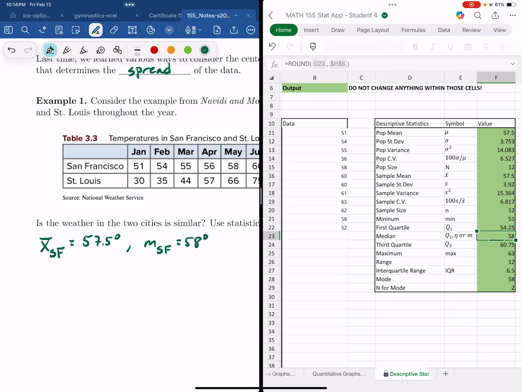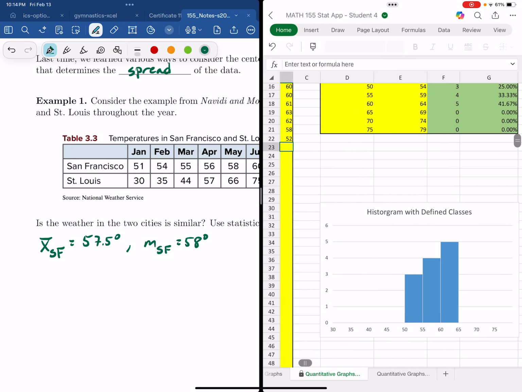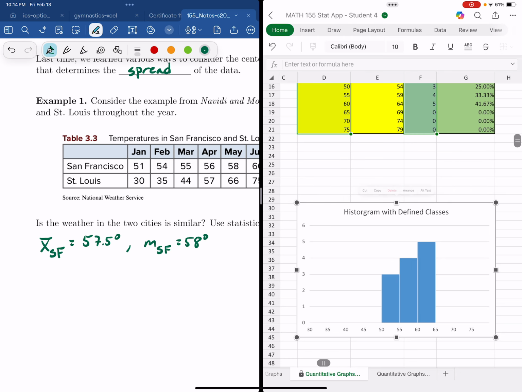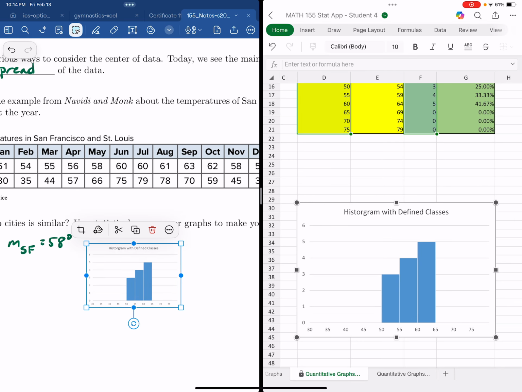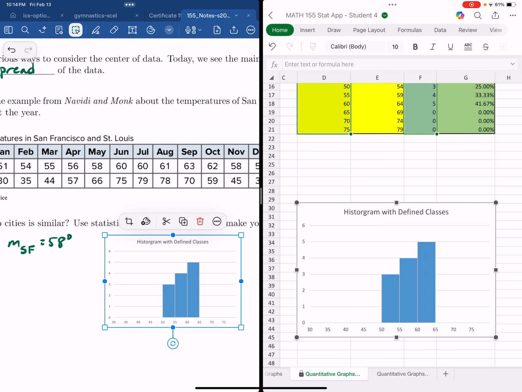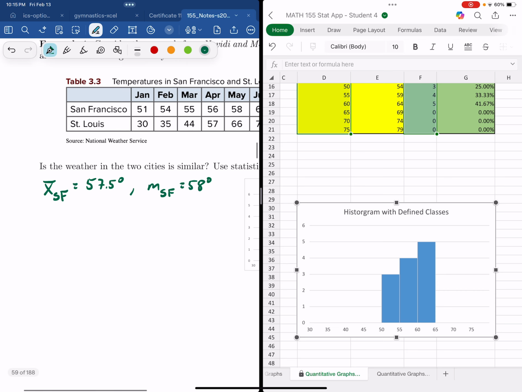And while we're at it, why don't we take a look at a histogram of that. So right here, we have this. Let me see if it pastes nicely into GoodNotes. There we go. That's San Francisco. So we have that. All right, now let's do the same thing for St. Louis.